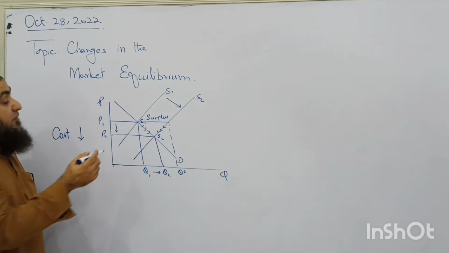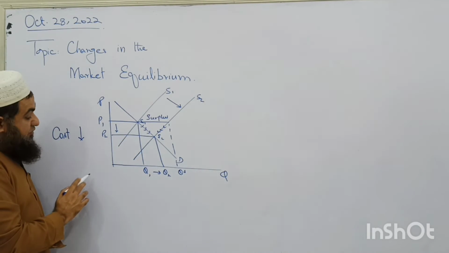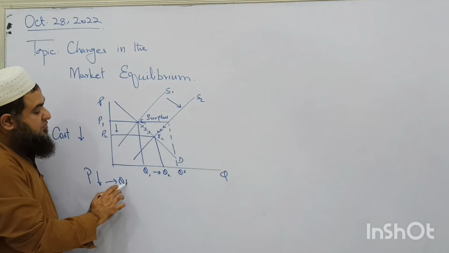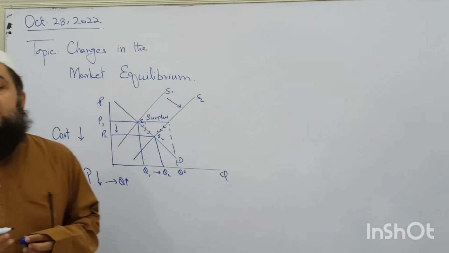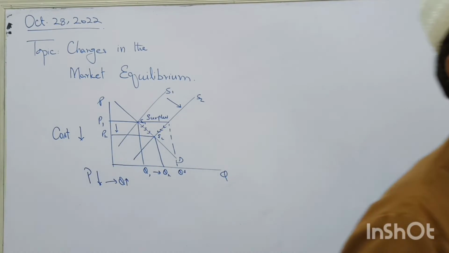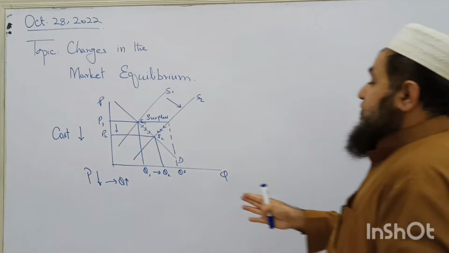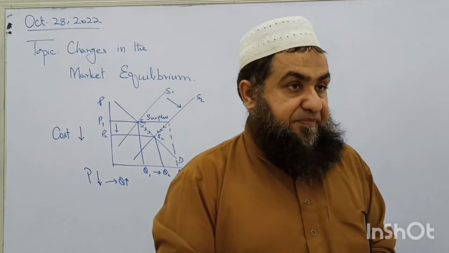So here when the equilibrium point is moving along the demand curve, as we said in our law of demand, when the price falls, quantity will increase. So in this case, when the supply curve shifts rightward or there is an increase in supply, the equilibrium price will fall and the equilibrium quantity will increase. They are moving in opposite directions.